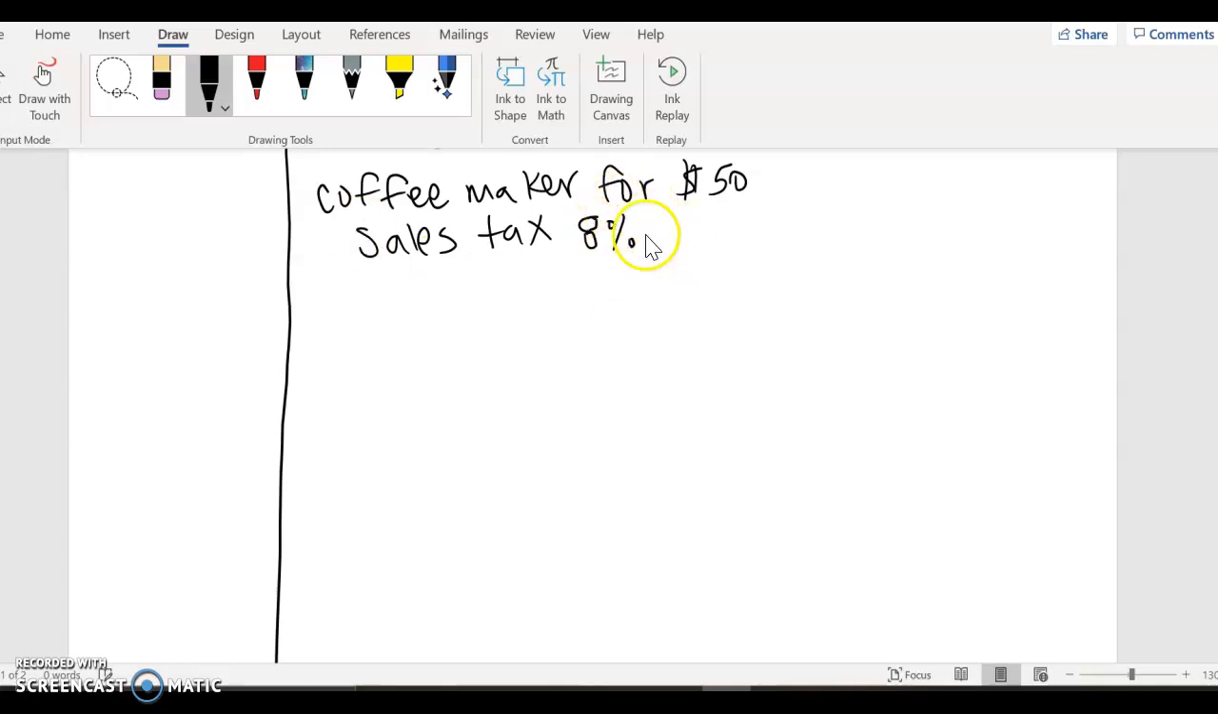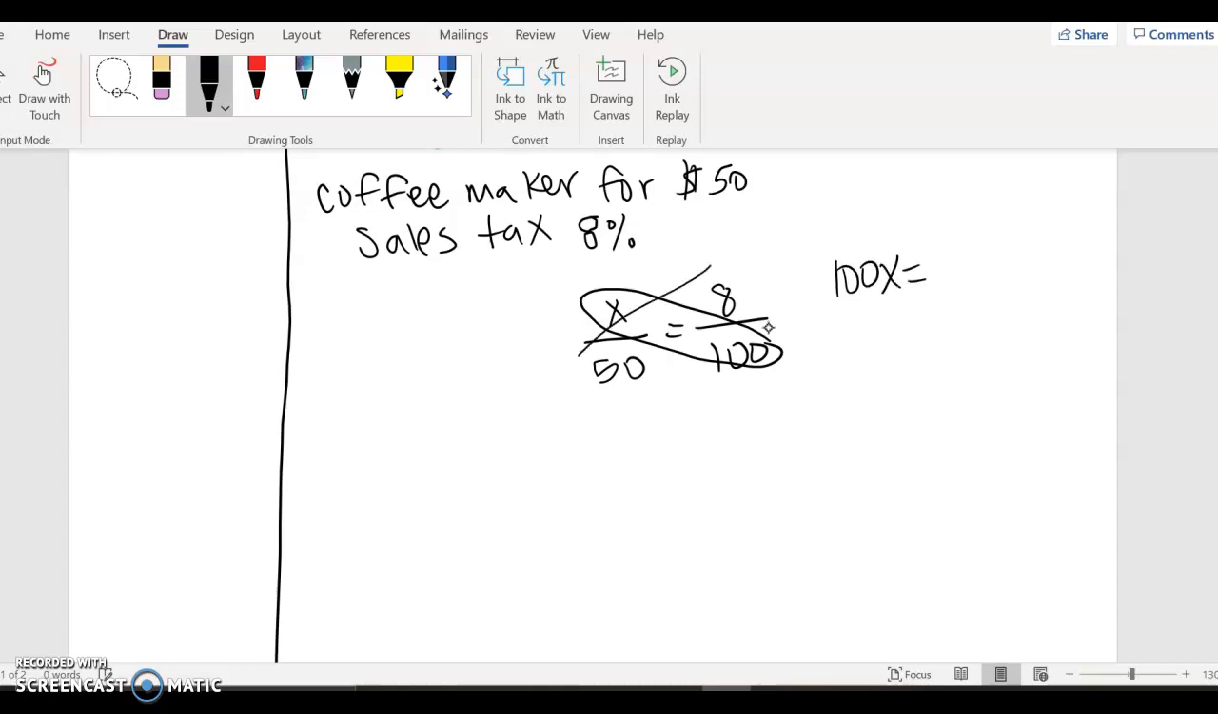Again, this percent sign should be an indicator to you that we are going to be setting up a proportion. Okay, percent goes on top of 100. Again, 50 is the total cost for our coffee maker, so it's going to go on bottom. X will go on top. Now we cross multiply: 100 times X, 50 times 8.